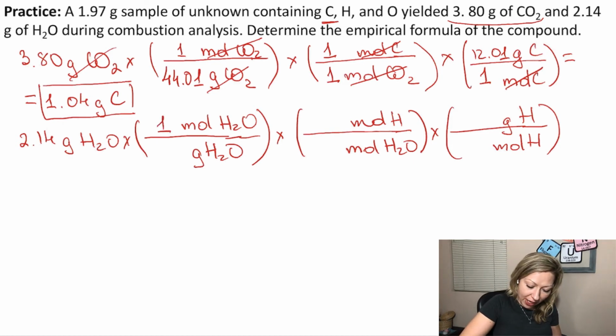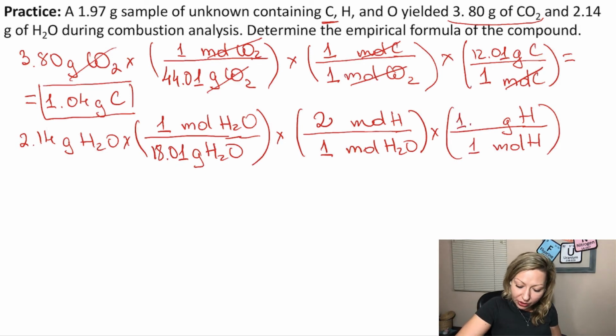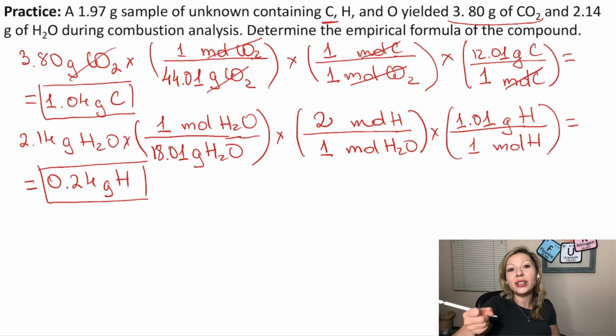So 1 mole of H2O is actually 18.01 grams, which is the molar mass of water. I know that in each H2O molecule, I have 2 hydrogen atoms. So the mole ratio is 1 mole of H2O to 2 moles of hydrogen. And then I know that in 1 mole of hydrogen, I have 1.01 grams, right? And that comes simply from the periodic table. So if I do this calculation, I'm going to get 0.24 grams of hydrogen.